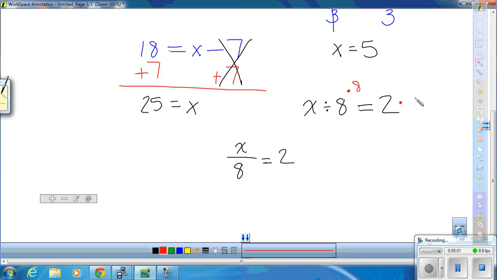So if I multiply one side by 8, I have to multiply the other side by 8. There, the multiply times 8 and the divided by 8 cancel out. The divided and multiply cancel out. And so we are just left with x is equal to 16. So you can see division written in a couple of different ways.